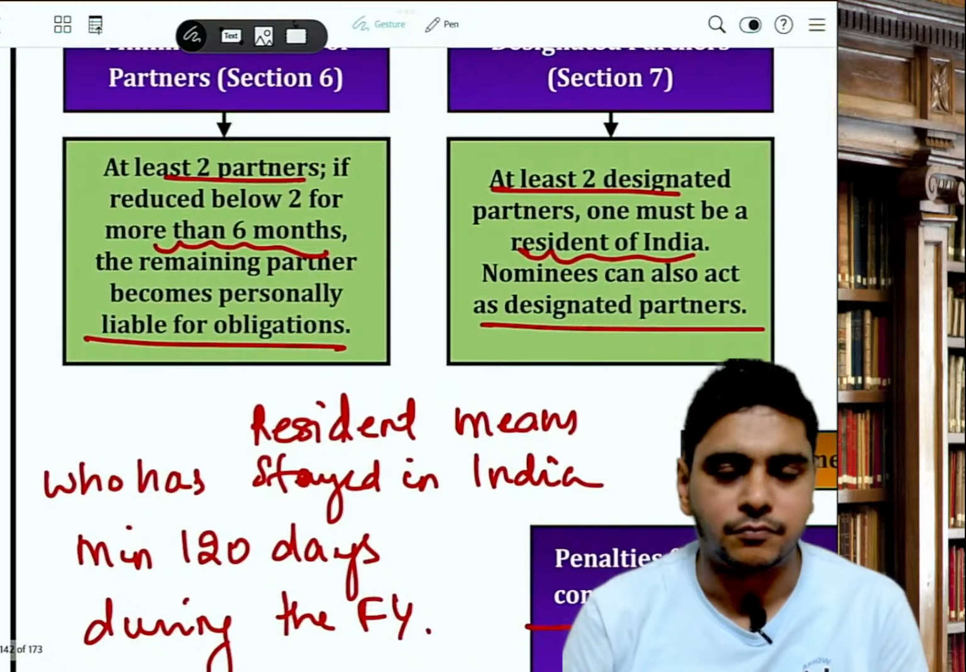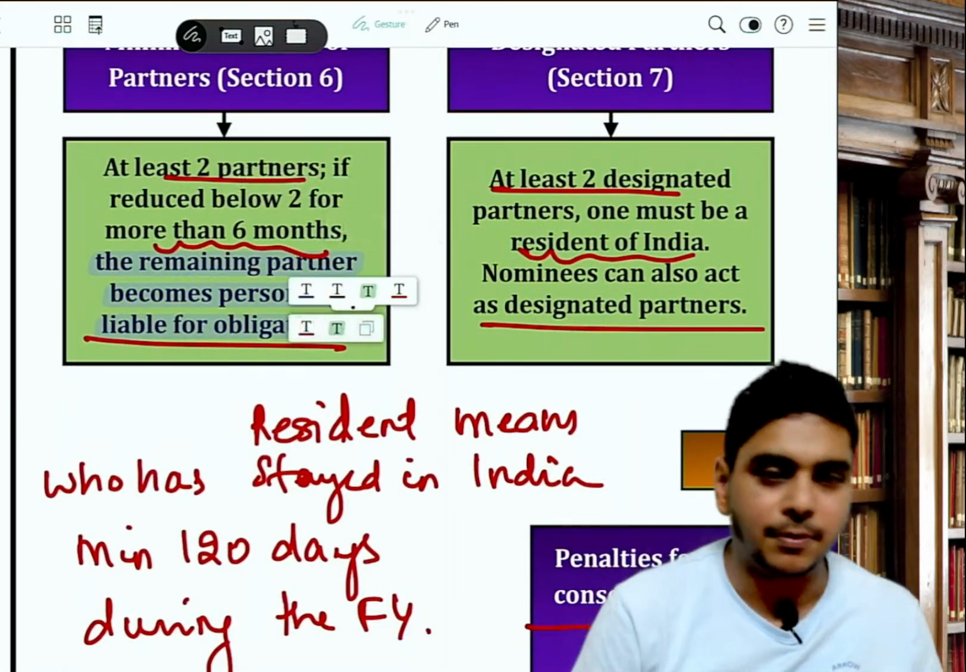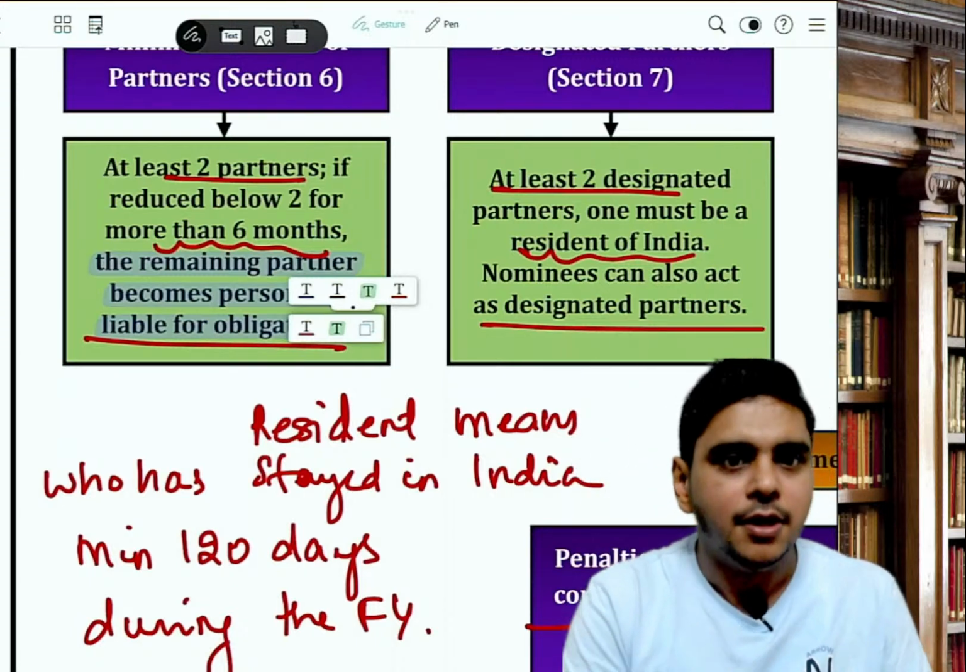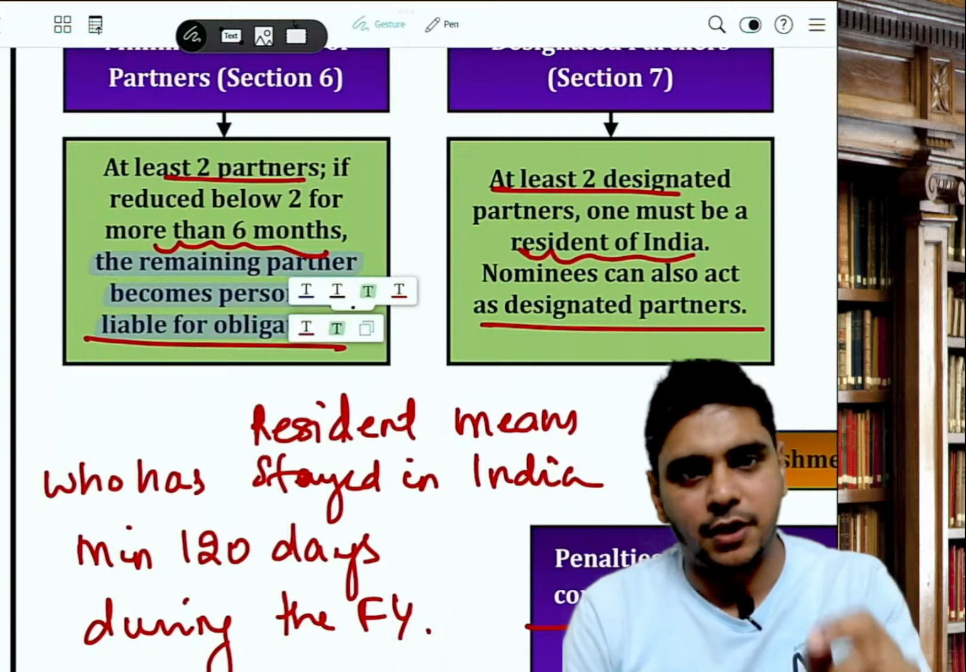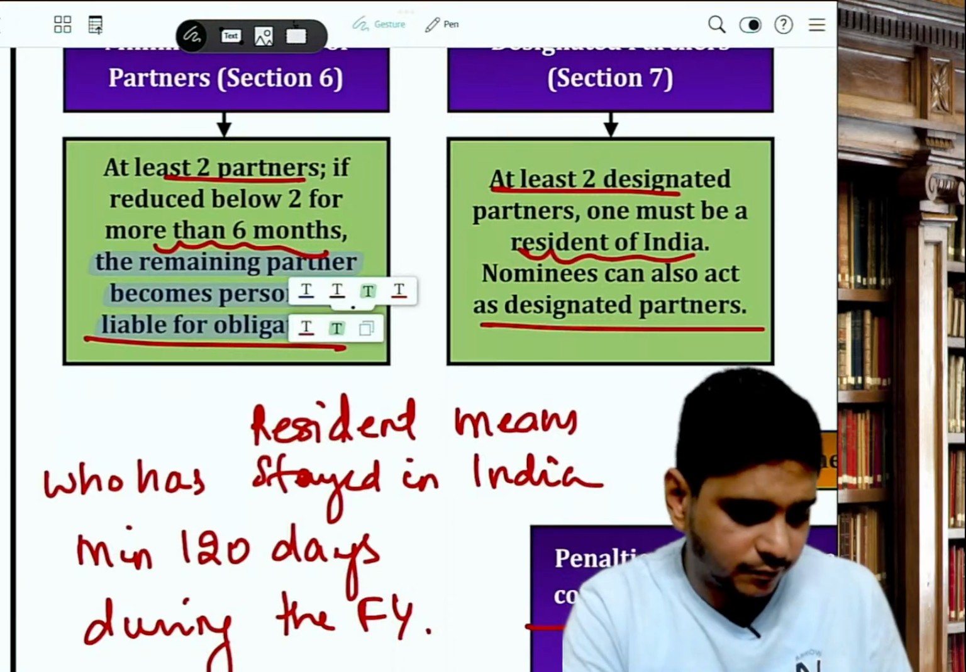Now, if the number of partners falls below 2 and business is carried on for more than 6 months, then the remaining partner who is left shall become personally liable for the obligations of the LLP. This is the same as in the Companies Act. Correct? Very important, very repetitive.